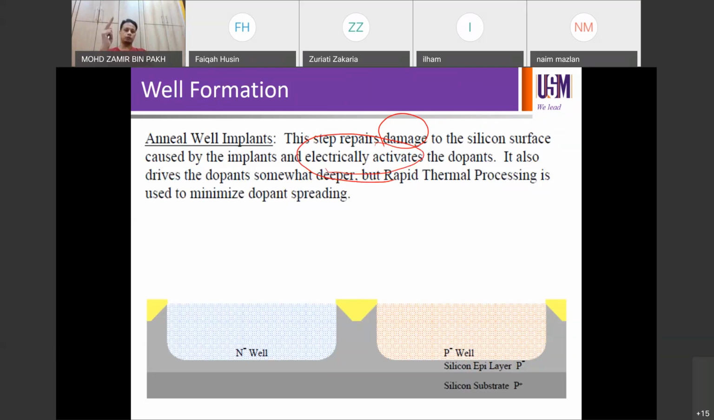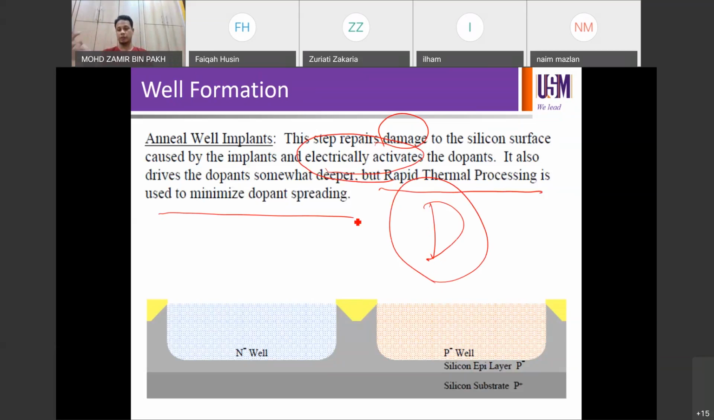So two roles of this process: to repair the damage from the implantation and to also electrically activate the dopants, right? So it also drives the dopant somewhat deeper. Remember last time we discussed diffusion more or less. You have a factor of D, diffusivity, the diffusivity of boron or phosphorus in silicon at some temperature. So you are driving the boron somewhat deeper in comparison to the depth of the well intended during the implantation process, right? RTP is used to minimize dopant spreading.